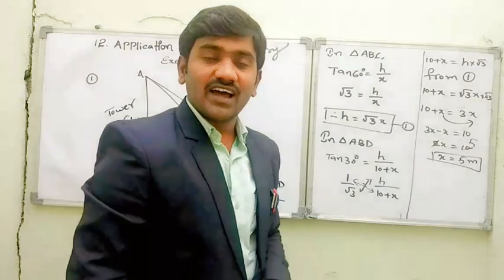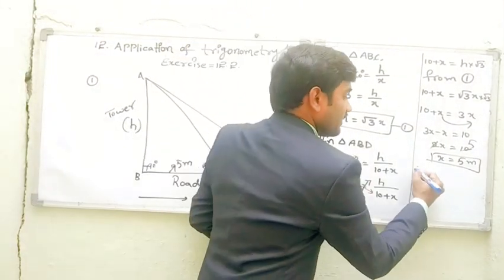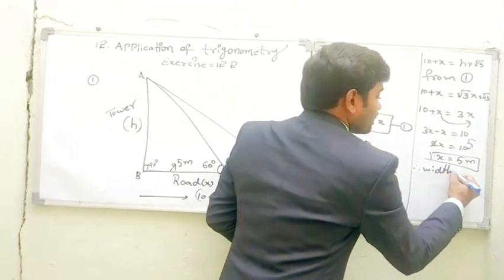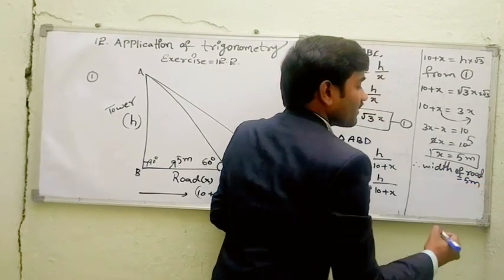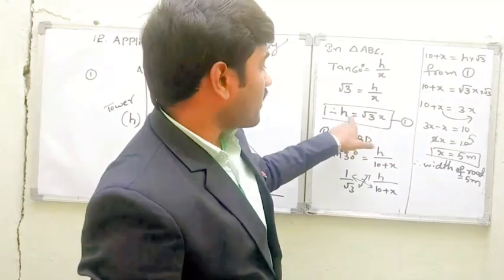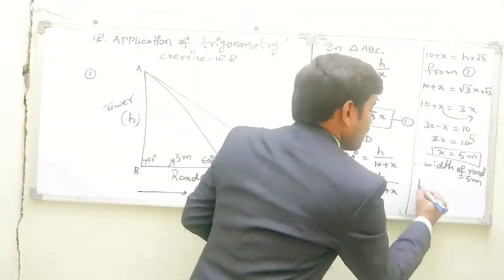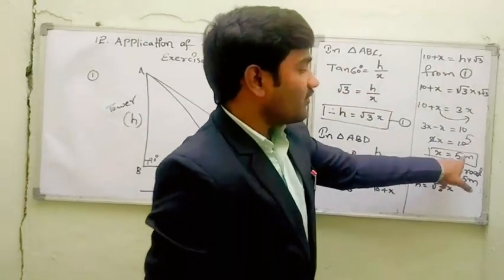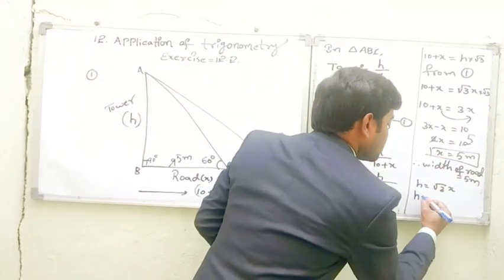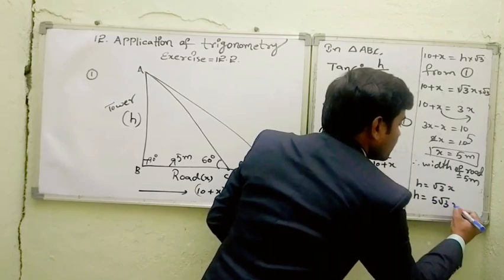Hence we can find out the height of the tower also. Here we got the width of the road equal to 5 meters. The height of the tower we can also find from equation number 1. h equals what? Root 3 into x actually. The x value we got is 5. So h equals 5 root 3 meters.